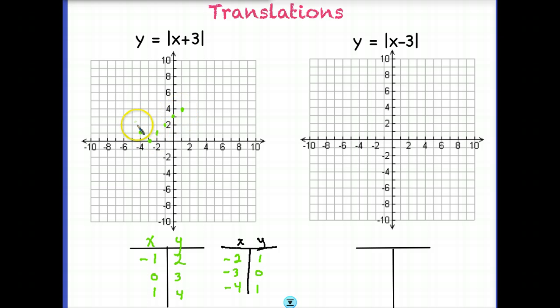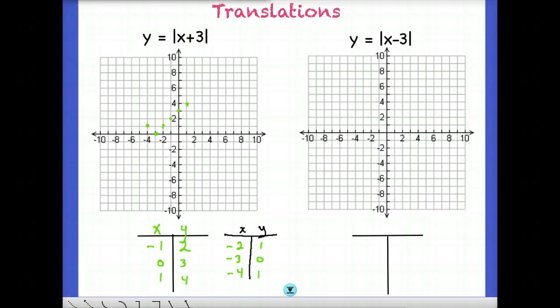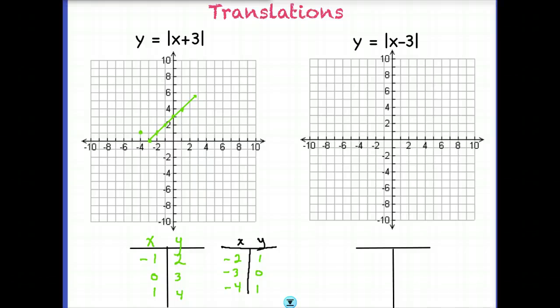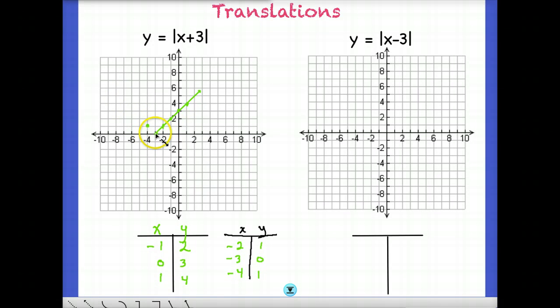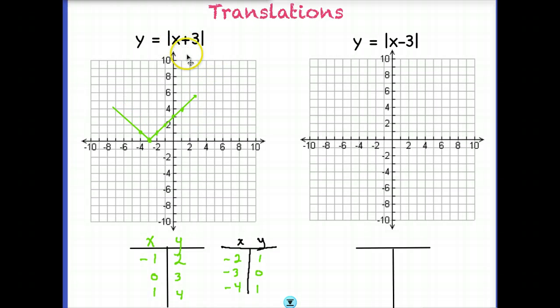So now we can start to see our V, and that's what we're looking for because we know that absolute value equations, when they're graphed, form a V. So with that in mind, let's go ahead and make our lines. Let's connect. We've got one there, and we've also got one to our left. If you don't have the right points, you need to go back in and find some more.